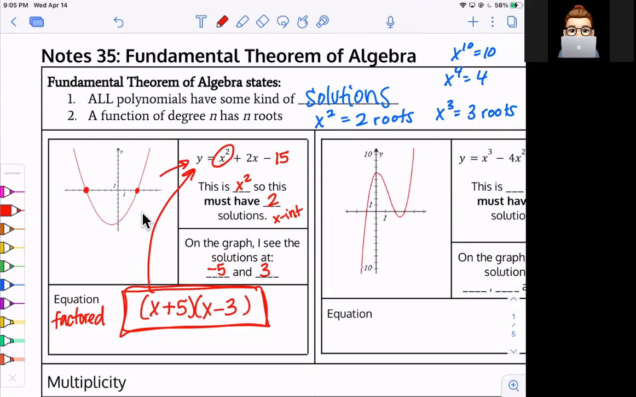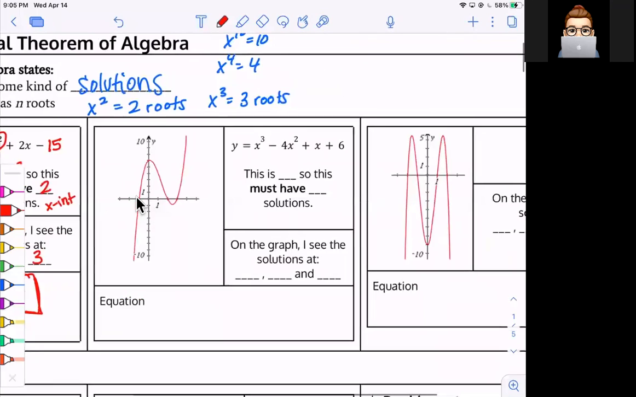Pretty cool. So we have x squared, 2 solutions. We see them here. We flip them for their factored form, and we find this guy here. So let's check it out with a cubic function, right?